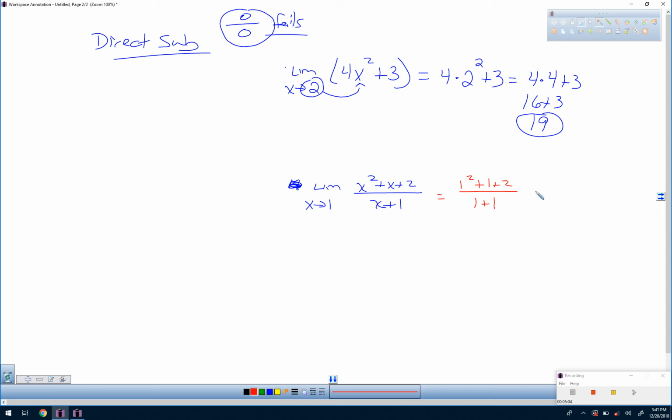And so plugging in 1, you get 1 squared plus 1 plus 2, so that would be 4 over 2, and that gives me a value of 2. You could verify both of these answers graphically or numerically. But again, direct substitution is your go-to method, I would say.